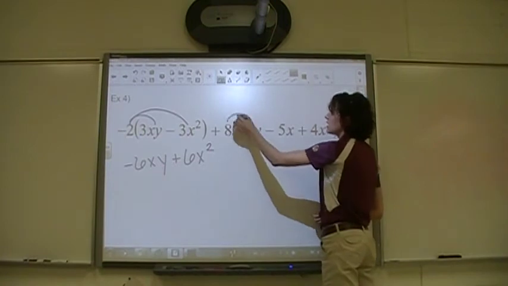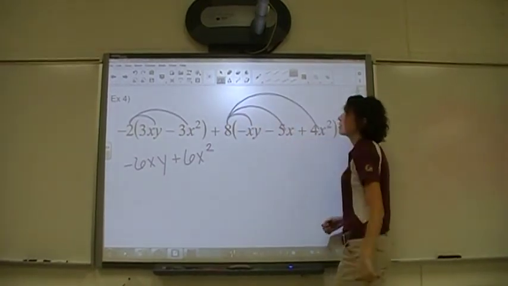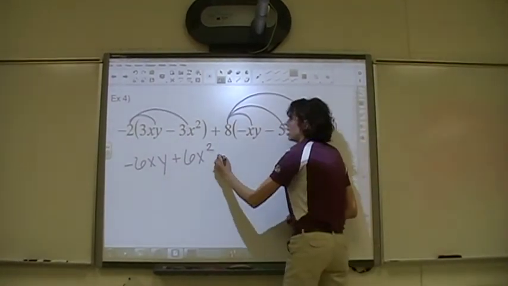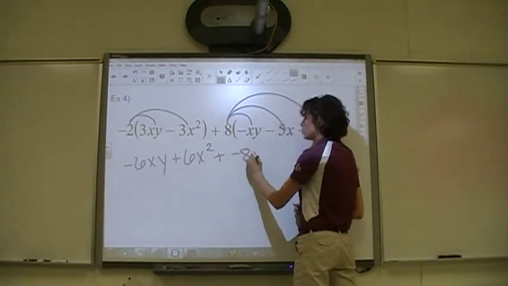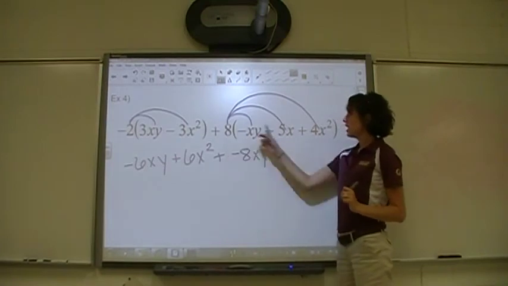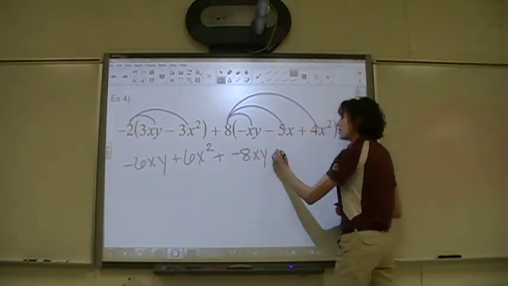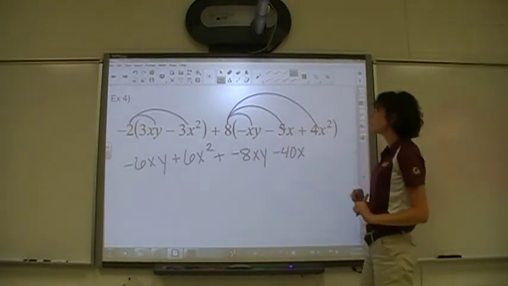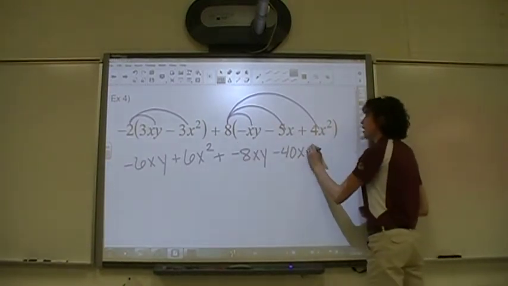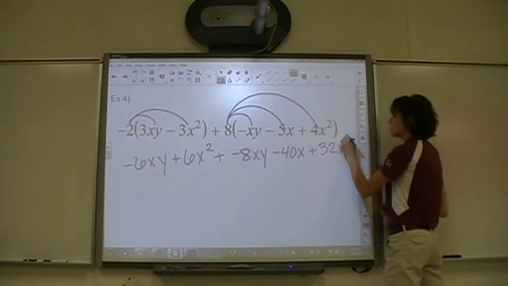Then we've got this 8 and it has to go to all 3 of those, so draw those big rainbows. We've got a positive 8 times negative xy gives me a negative 8xy. 8 times negative 5x gives me a negative 40x. 8 times a positive 4x squared gives me a positive 32x squared.